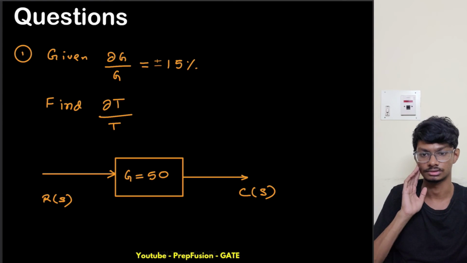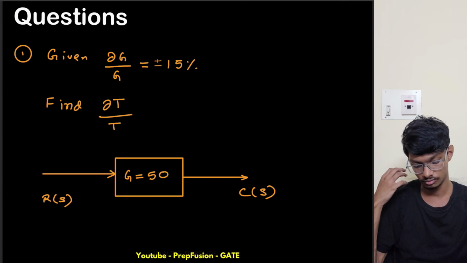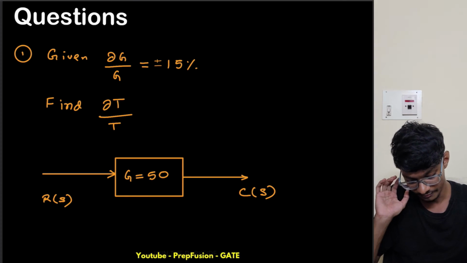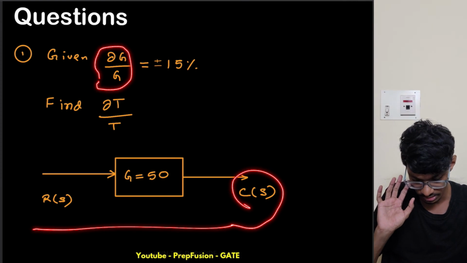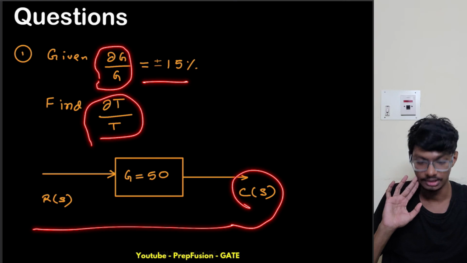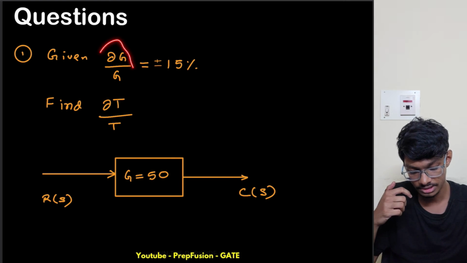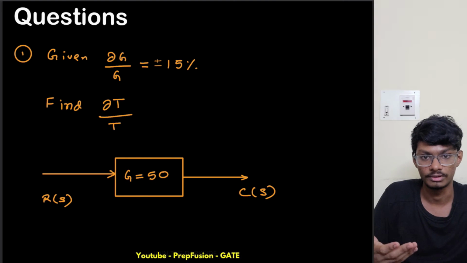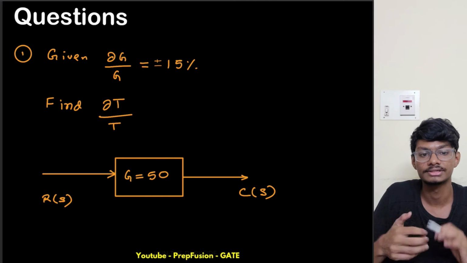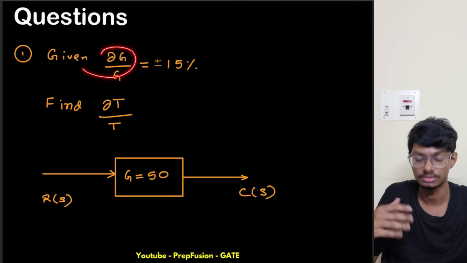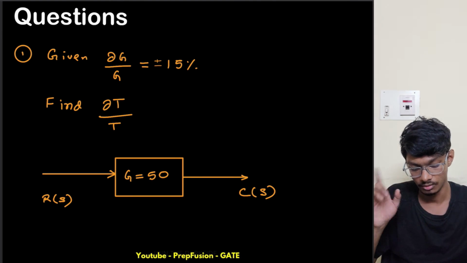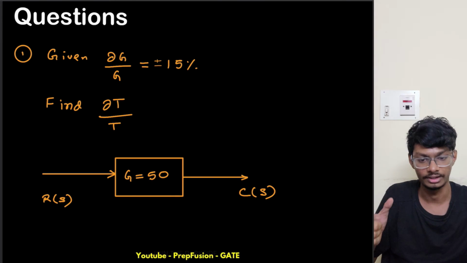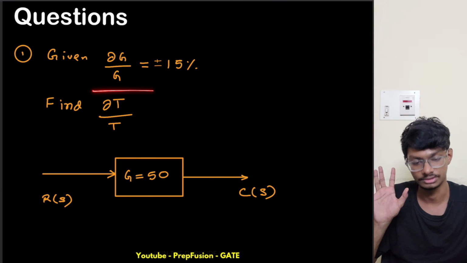Okay, let me solve this question. We have been given an open loop system, and this time we have been given the change. We have to find this delta T over T. We have been given the change in the open forward gain. Let's say there is some external disturbance or some external noise. With respect to some external parameter, we get this change. Now we have to find out what the change is for this transformation due to this disturbance.